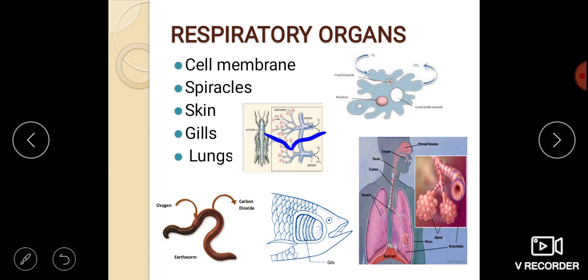The first one is the fish. Fishes are aquatic organisms. They have gills for draining oxygen from the water, and then they remove the carbon dioxide back into the water.